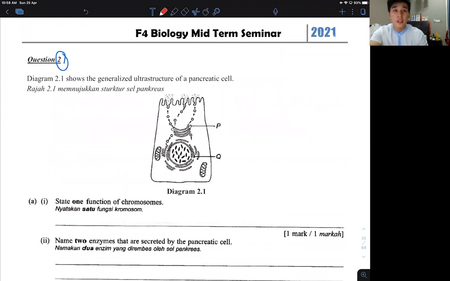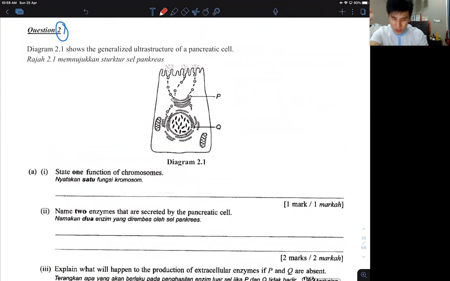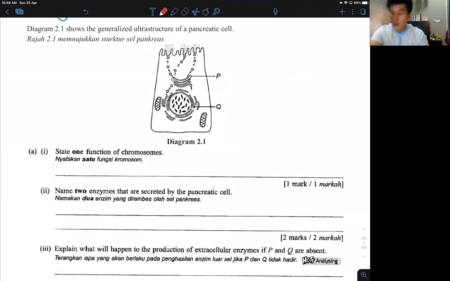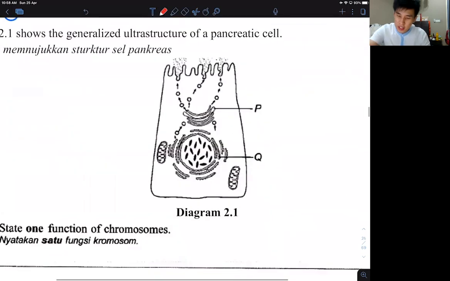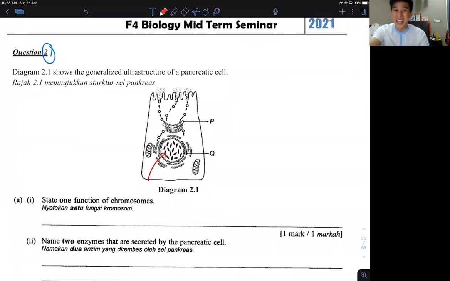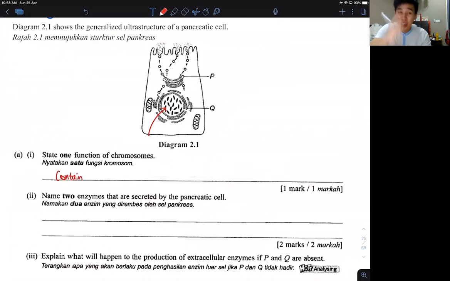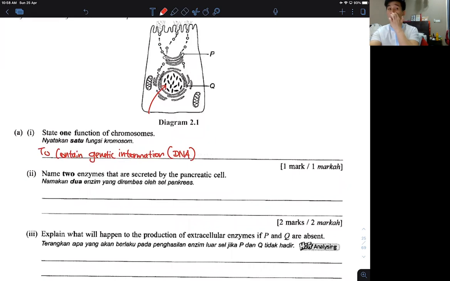Coming to your question now. This question is quite a similar one. They ask you to state one function of chromosomes. Chromosomes are these things that are found in the cell. For my students, we just learned this in cell division, right? Chromosome is basically for what inside? You have genetic information, right? You have DNA. So you can say contain DNA or contain genetic information also, because genetic information is inside the DNA. So we can say contain or to store.